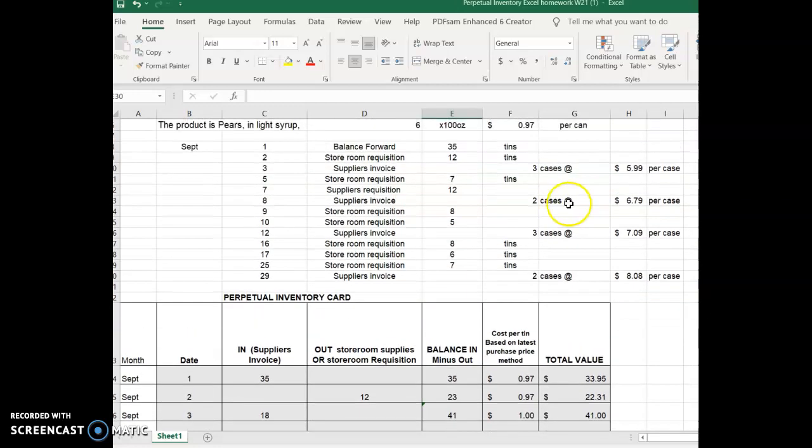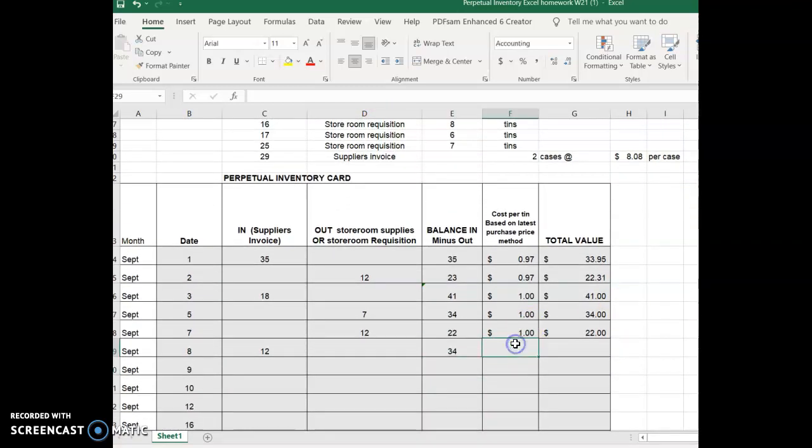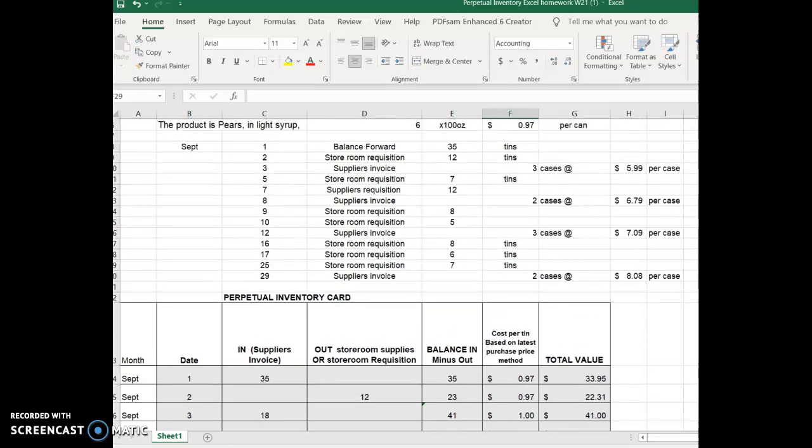So our new price is $6.79 but we want to find it per tin. So that's per case, so we want per tin, so we're going to divide by that 6 again. So we're going to go again. Our roundup feature: the easiest way for me to remember if I have to use the round or roundup feature is it's going to be an invoice, because our price is changing, and every time we get a new cost, we have to round our total value.